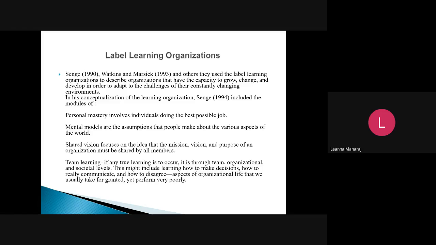So the first one is personal mastery, that involves the individuals doing the best job that they can do. Mental models, that is the assumptions that people make about various aspects of the world. Shared vision focuses on the idea of the mission, vision, and purpose of the organization, as it must be shared by all members. Team learning, and I think this is a very important one. If any true learning takes place, it is through team, organizational, and societal levels. It might include learning how to make decisions, how to communicate, and how to disagree.